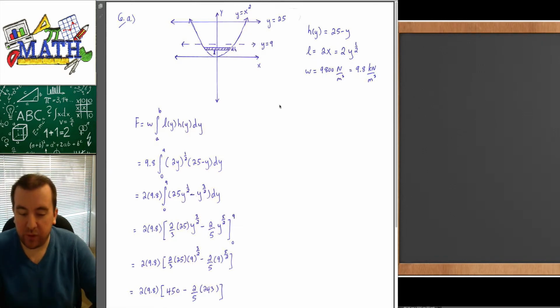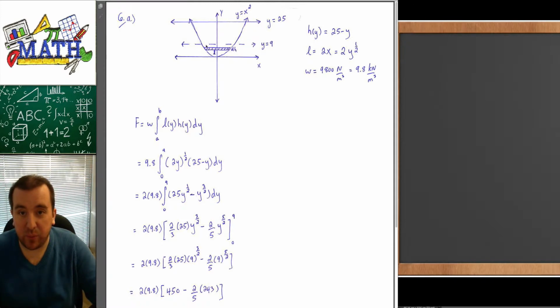6a, we have a small dam in the shape of the area bounded by y equals x squared and y equals 25. So this is y equals x squared, a parabola. Just make a sketch of that. Always make a sketch to begin with. Here's the line y equals 25. And find the force on the area below y equals 9.